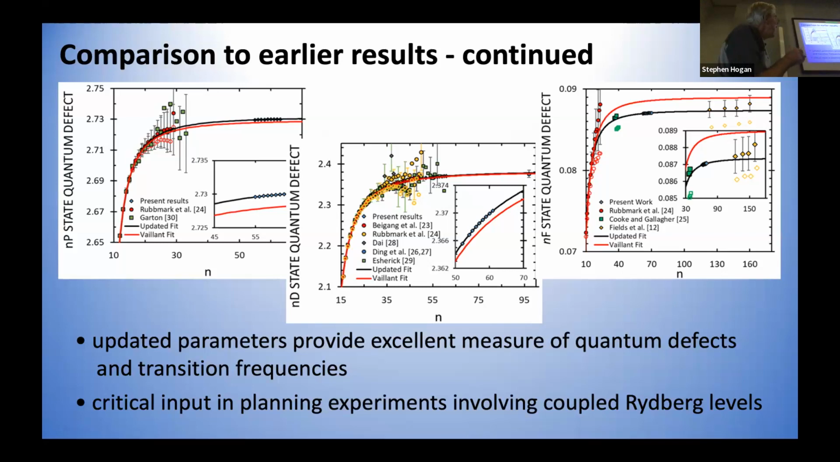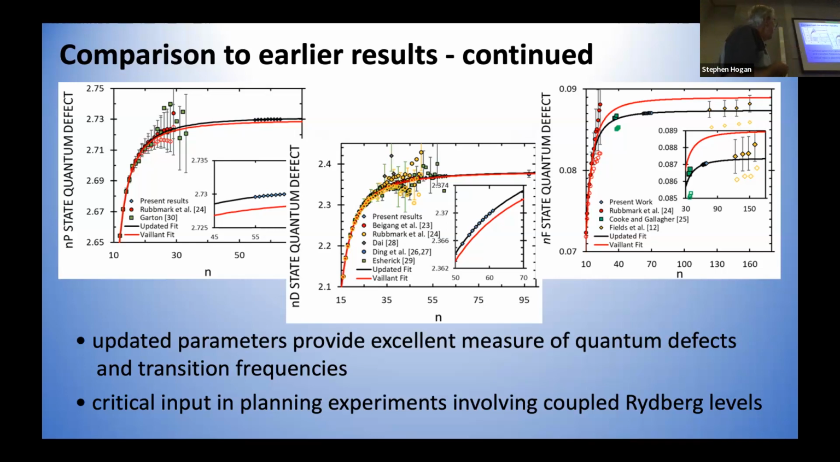Here's data for F states. And again, remember, that's a very, very detailed scale. Now, here the situation is a little different because earlier measurements of F state quantum defects by both us and by Gallagher were actually based on the then assumed D state quantum defects. If we modify it to our new D state quantum defects, these earlier data, which were off our present line, move up into very nice agreement.